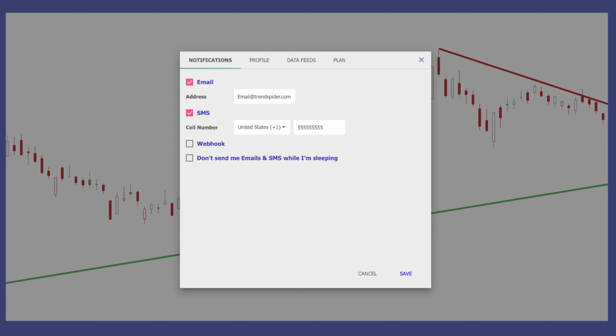If you're in a particular Discord room or a community where you want to share your webhook, you can enter your URL here and you can send alerts through this as well. So these are the three different ways that you can get notifications through our alert system.